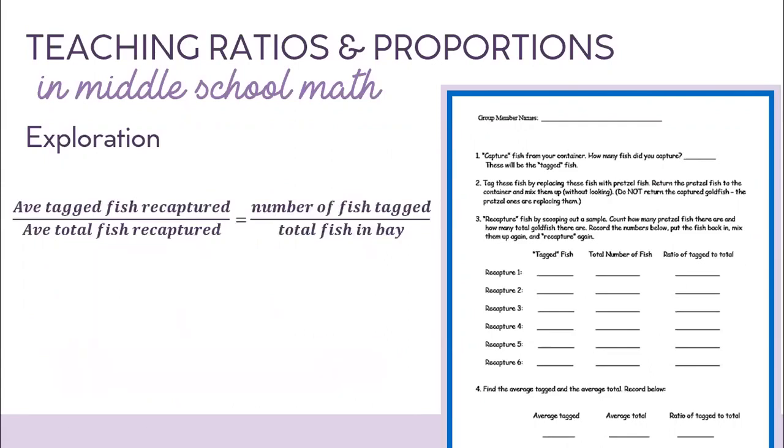So the proportion we guide them to is the average number of tagged fish to the average total is equal to the number of fish tagged to the total of fish in the bay. So then they calculate their averages and they add the number of fish they actually have tagged in their sample, and they can figure out the total fish in the bay. And yes, I will include this stuff in my replay.